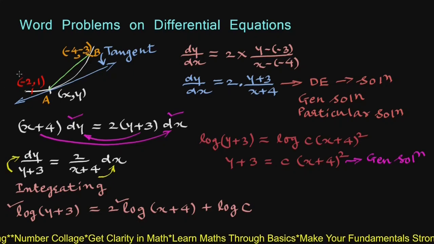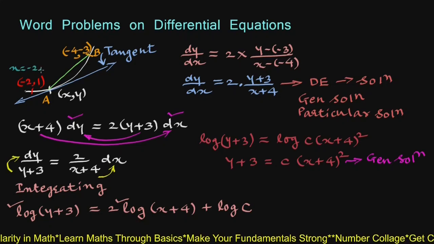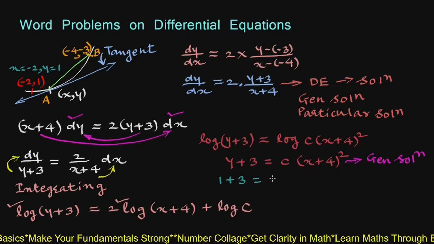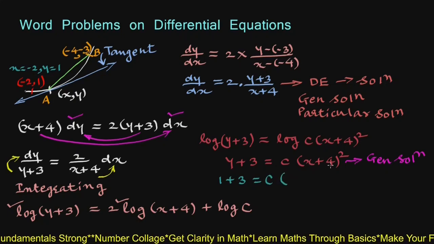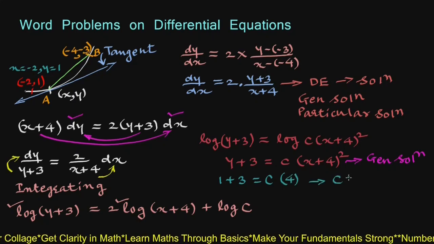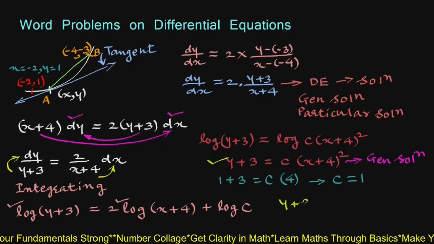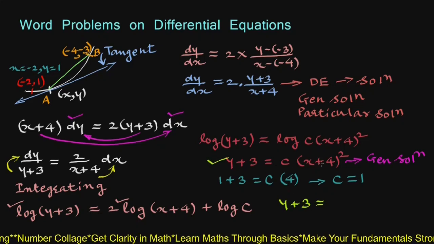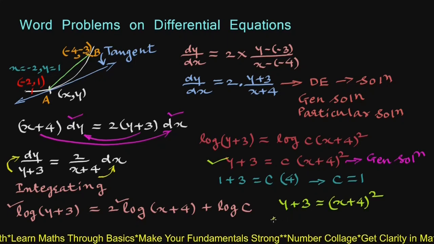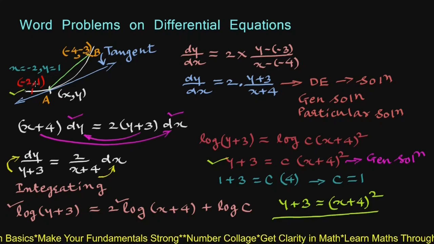Since this curve passes through the point (-2, 1), we will use x equals -2 and y equals 1. So this will be 1 plus 3 equals c into (-2 plus 4) is 2, 2 square is 4. So c will be 4 upon 4, that is 1. So the particular solution from this, y plus 3 equals 1 multiplied by (x plus 4) whole square, will be (x plus 4) whole square. So this will be the equation of this curve which passes through (-2, 1).